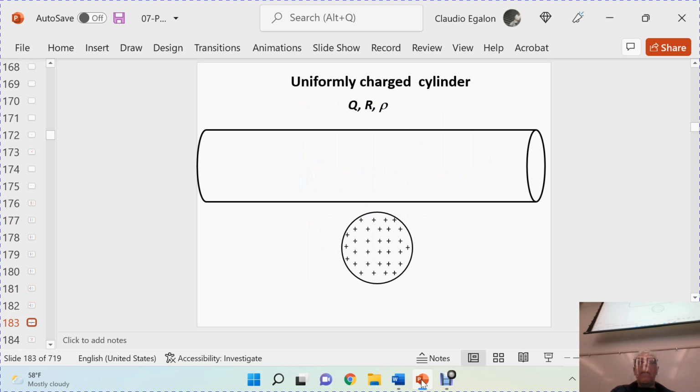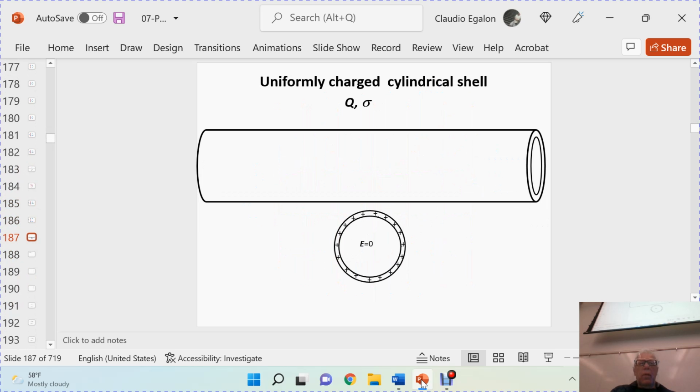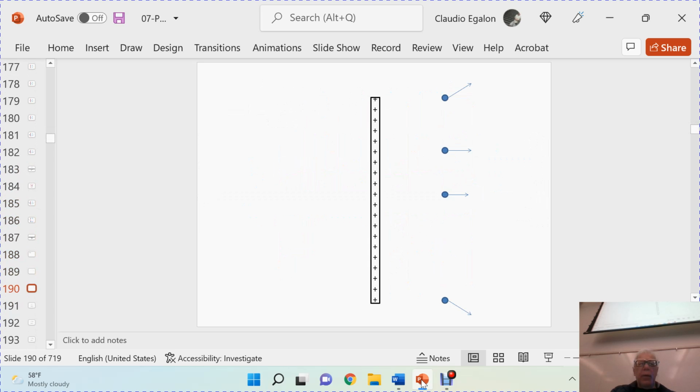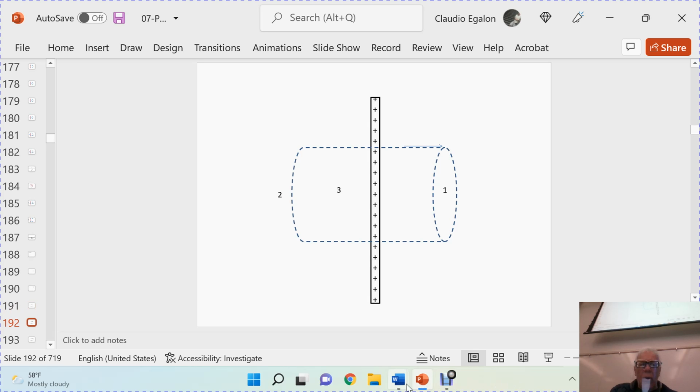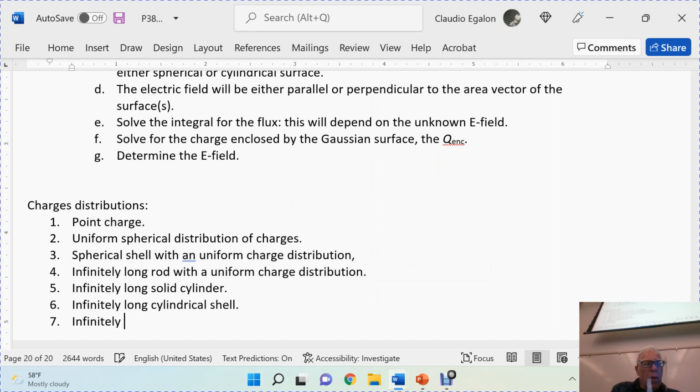Then we did the solid cylinder, inside and outside, the cylindrical shell, right? And then we did the infinitely long planar distribution. Here you go. Infinitely long planar distribution of charges. So 7 different types of problems that we treated here using Gauss's law.